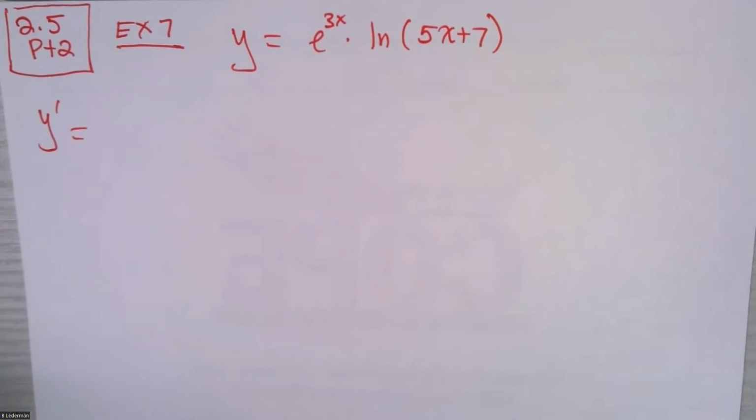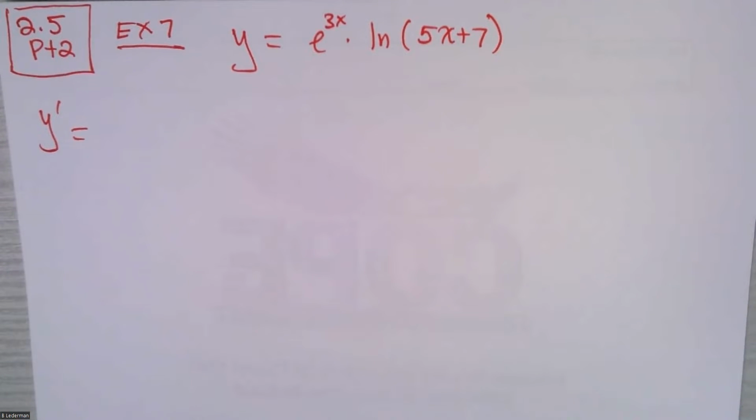Hi, everybody. We're going to now part two of section 2.5. And this is some more just examples. We learned chain rule, we learned product rule, we learned quotient rule, all that. Now we're going to do some problems which combine all these.